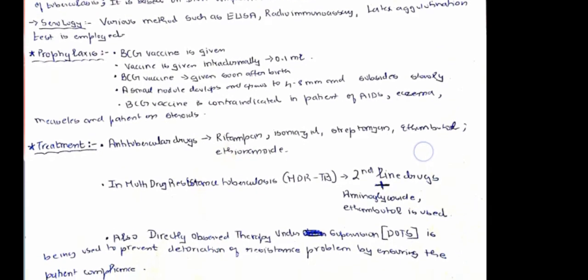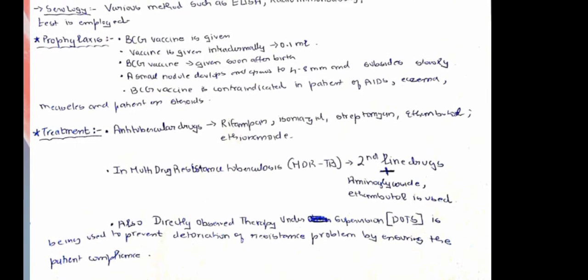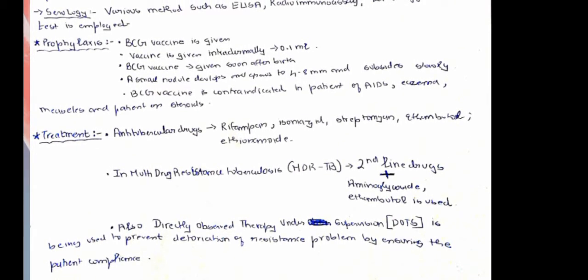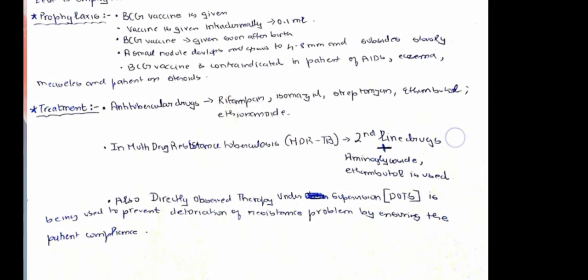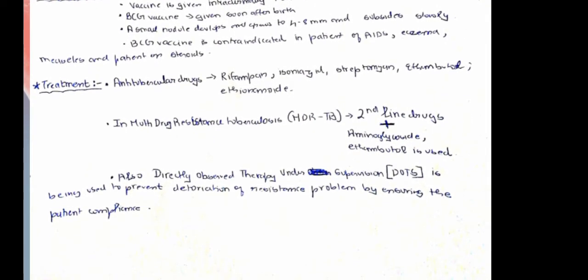So the treatment aspects, as you have all read in pharmacology: the treatment for tuberculosis is anti-tubercular drugs, which include first line and second line drugs. The first line drugs are rifampicin, isoniazid, streptomycin, ethambutol and ethionamide. There is some resistance which has developed in India. To treat multi-drug resistant tuberculosis, that is MDR-TB, the second line drugs with aminoglycosides or ethambutol are the drugs of choice. Also, there is a therapy known as DOTS therapy, that is directly observed therapy under supervision, which is used to prevent deterioration of resistance problems by ensuring patient compliance.